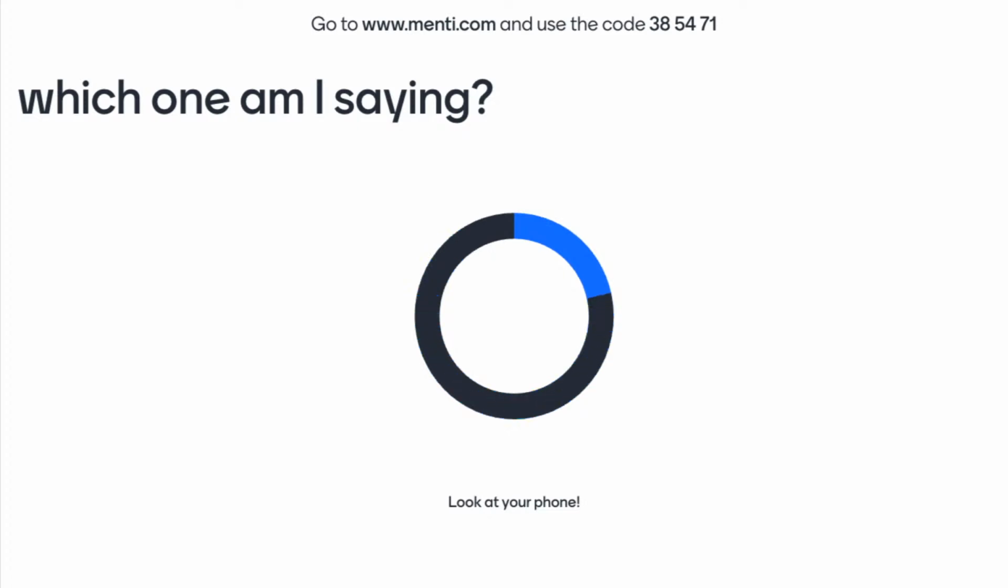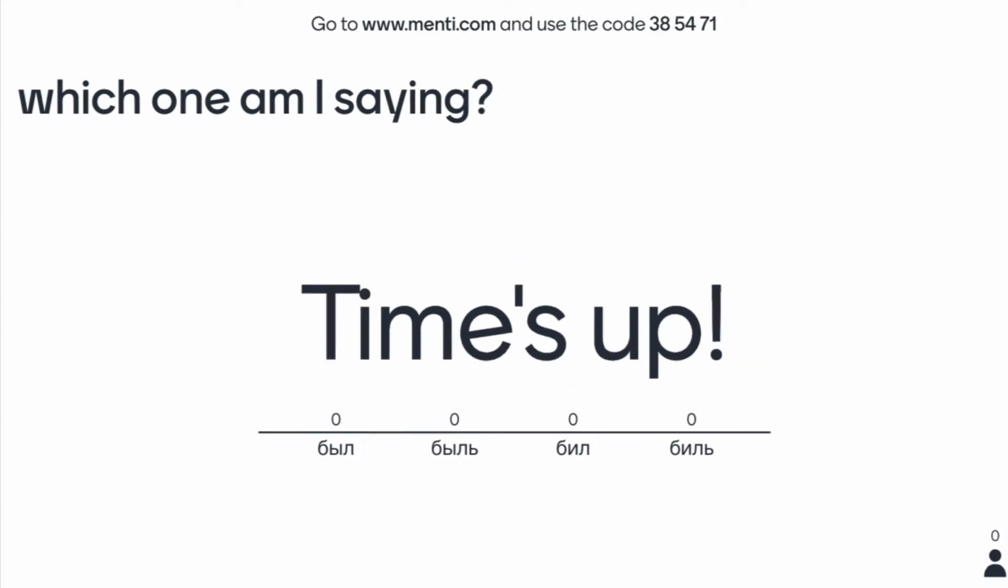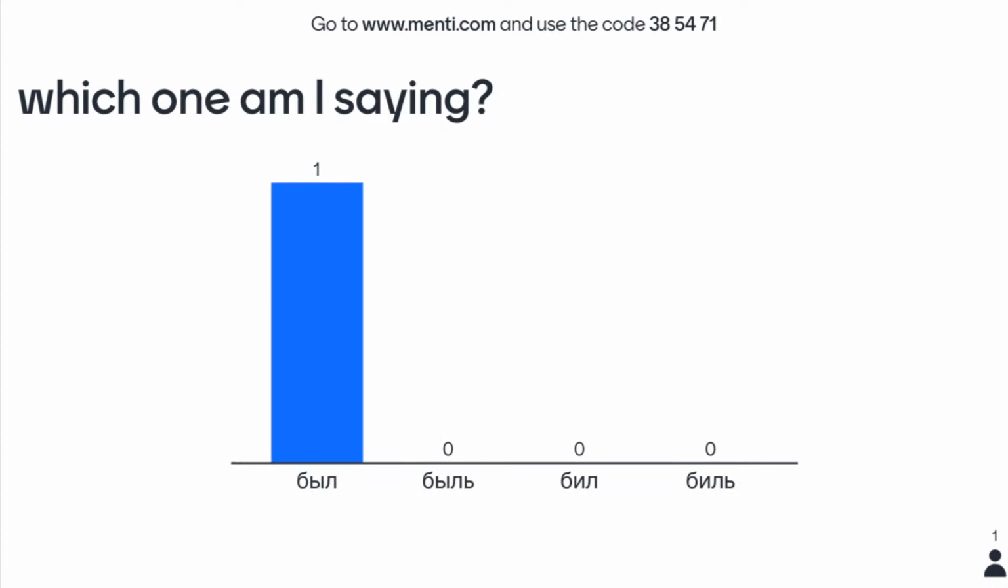So which one am I saying? Look at the screen. I'm saying был. Which one am I saying? You have to look at your phone now and answer quickly. Был. Oops. Did any... It seems I was the only one who participated. It seems there was not enough time for you, but we will have another chance.